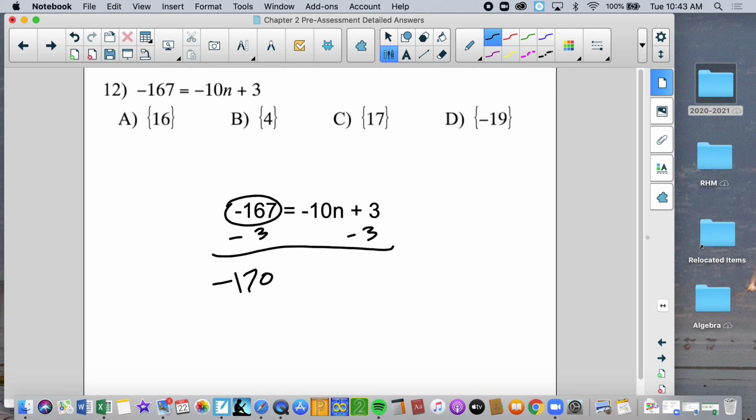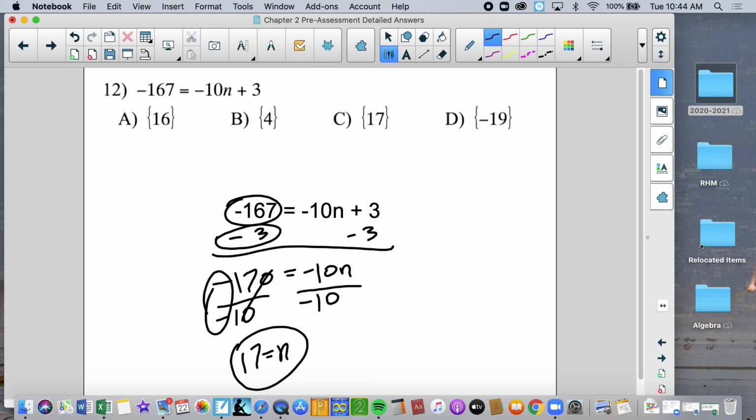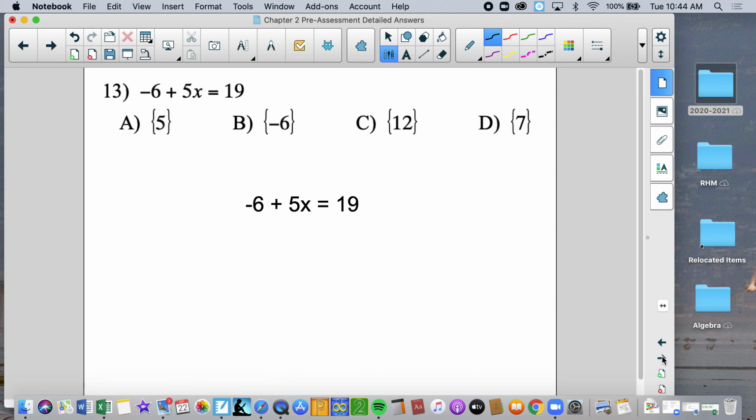I have a negative 167 and a negative 3, which makes negative 170 equals negative 10n. Negative 10 is multiplying. The inverse of multiplying by negative 10 is dividing by negative 10. Two negatives make a positive. 170 divided by 10, those zeros will cancel and leaves me with 17. Also a familiar answer. Lots of 17s as answers.